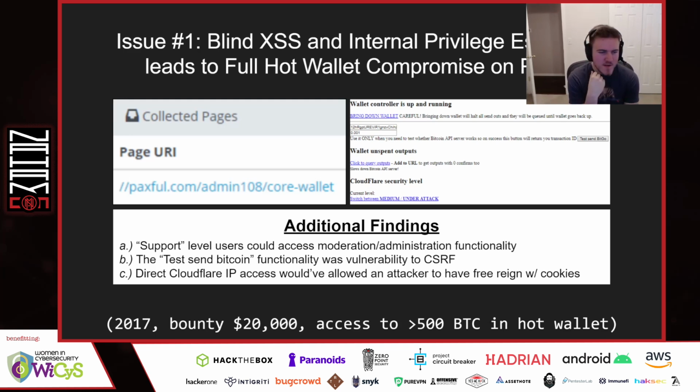So an attacker could have taken the 300 Bitcoin via CSRF, or they could have done the blind XSS, gotten the administrator cookies, and accessed the core wallet. Those are all the findings, but they paid a bounty of $20,000, and this was in 2017. So that was a fantastic bounty for this.